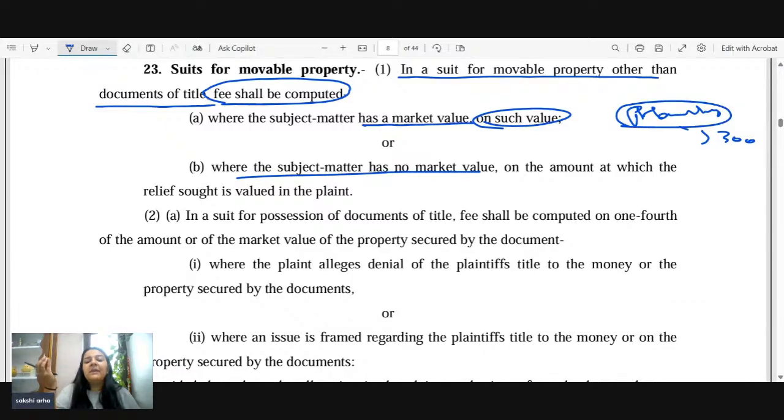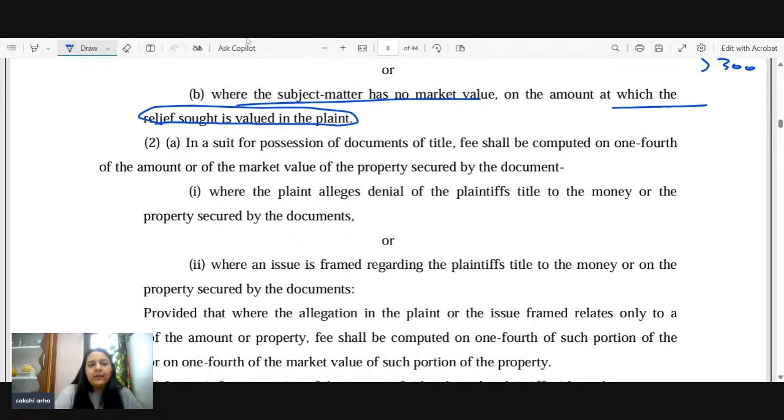how will the subject matter, how will the market value be decided, how will the fees be decided for that. तो अगर उस नए ग्रेन का कोई मार्केट वैल्यू ही नहीं है, तो ऑन द अमाउंट एट विच द रिलीफ सॉट इज वैल्यूड इन द प्लेंट, तो जो मैं रिलीफ मांग रही हूँ उस रिलीफ का क्या अमाउंट है, व्हाट अमाउंट ऑफ रिलीफ आई एम क्लेमिंग, आई वांट 5,000, 10,000, 20,000, हाउ मच रिलीफ आई एम क्लेमिंग, okay, on that amount the court fee will be computed. I hope this is clear.